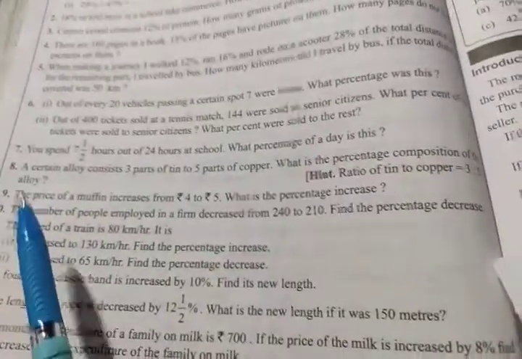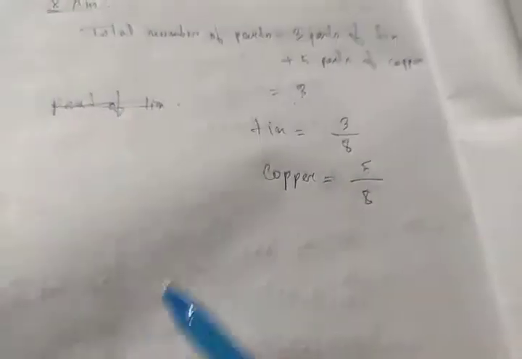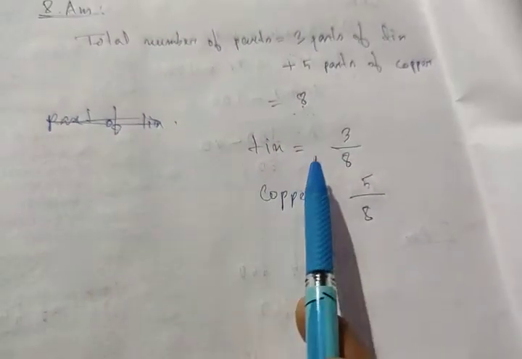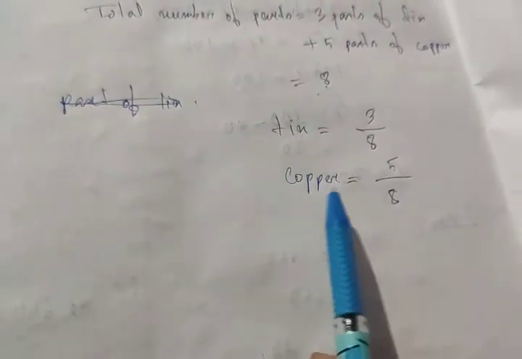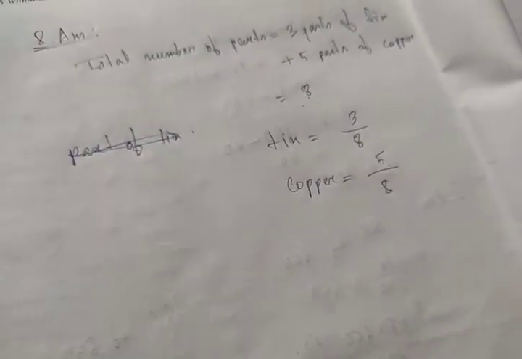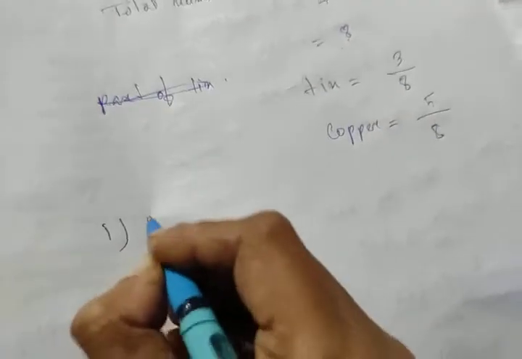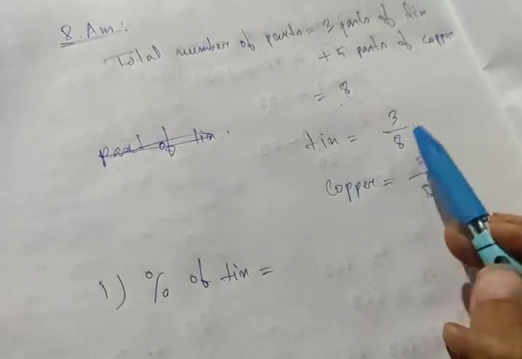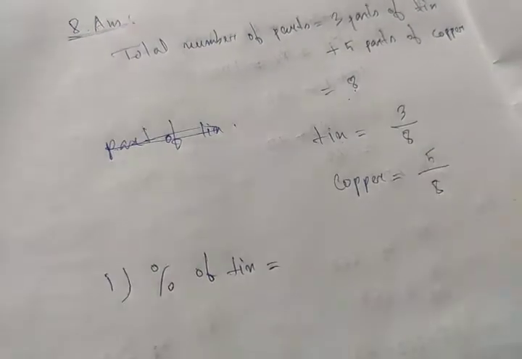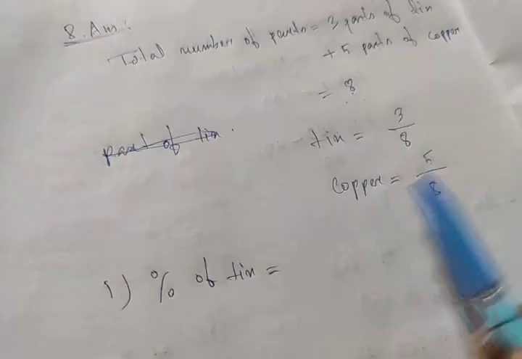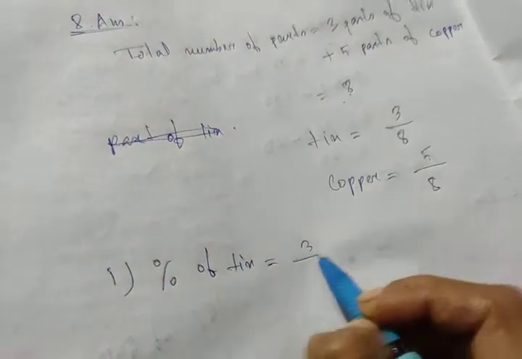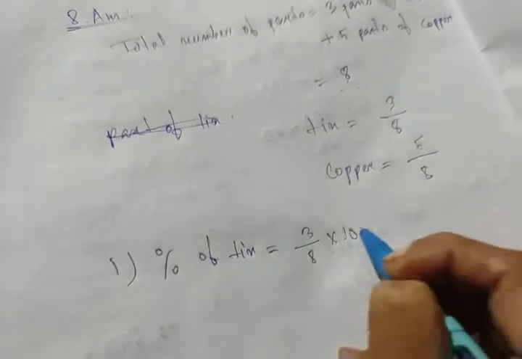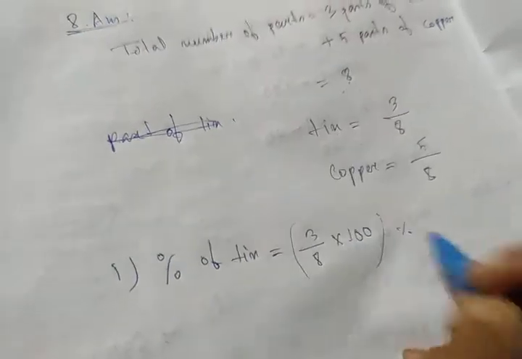Now what is asked in the question? Read: what is the percentage composition of the alloy. That means in that alloy how many percent of tin and how many percent of copper is there. So first, the percentage of tin. How do we convert the fraction into percentage? In exercise 9a we already solved that type of question. Is it clear? 3 by 8 into 100. This whole will be converted to percent.